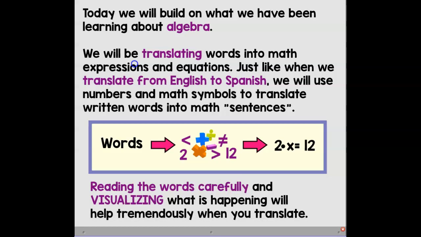So when we're doing this, reading the words carefully and visualizing what is happening will really help you tremendously when you translate. Just like in Spanish, if you choose the wrong word because you go too fast, your whole sentence is wrong. The same thing in math. If you don't think about what's happening, am I getting more? Am I getting less? Which operation would it be? Then again, your translation, the numbers and the symbols that you use aren't going to be accurate.